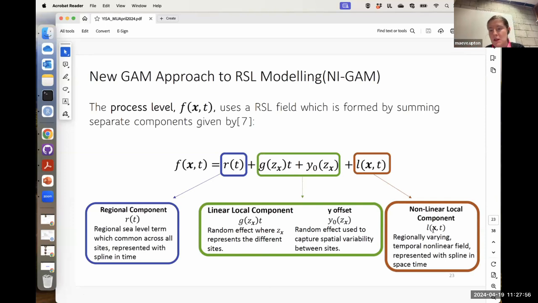And then the last component is our non-linear local. This is capturing what's left over, because we've worked with our geologists and they've recognized that the regional component and these GIA influences are the most influential. But at a local level, we need something to capture site-specific changes. And this is why we use our spline in space and time to capture these leftover bits.